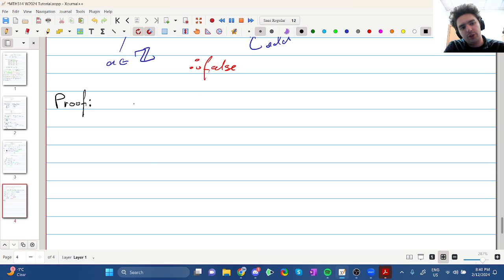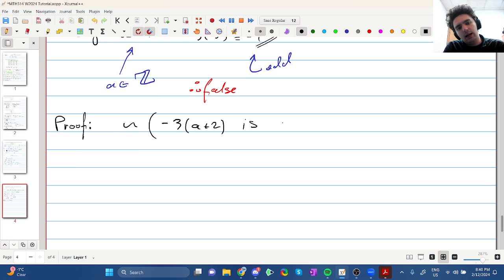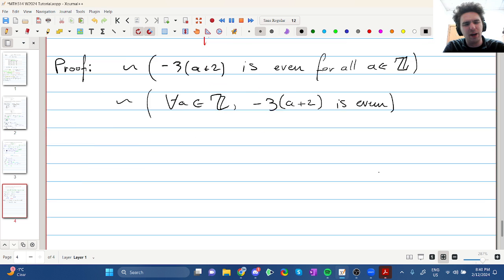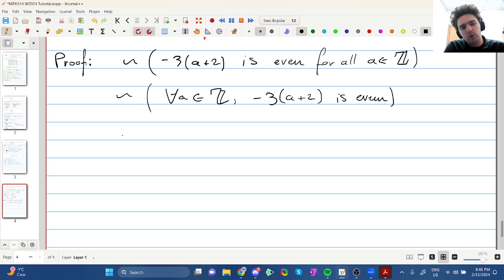We're trying to prove not whatever. It's simplified to negative 3a plus 2, so let's just use that. Negative 3a plus 2 is even for all a in Z. Let's write it out a little more symbolically: for all a in Z, negative 3a plus 2 is even. You don't have to write it out with the k and all that. Now I'm going to take the negation. So that means there exists some a in Z such that negative 3a plus 2 is odd.